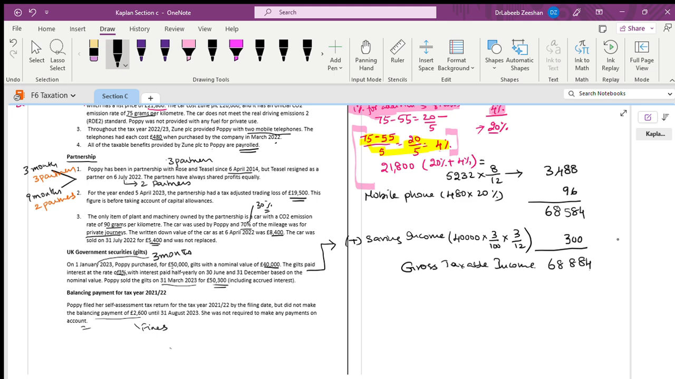Okay. Next. Why gross, Mr. Levy? We have to deduct loss now. We have the loss in the partnership. Loss relief, relief from partnership income.